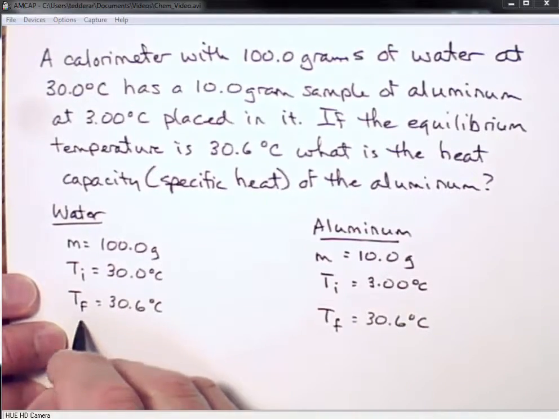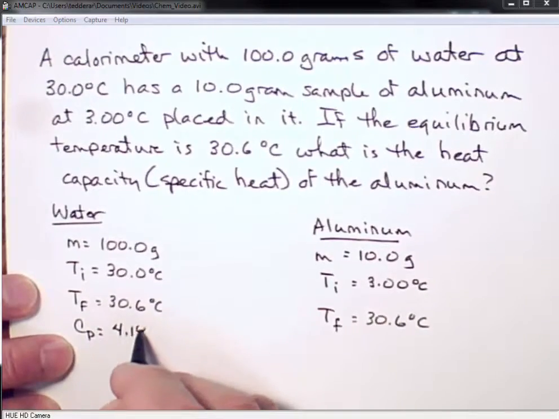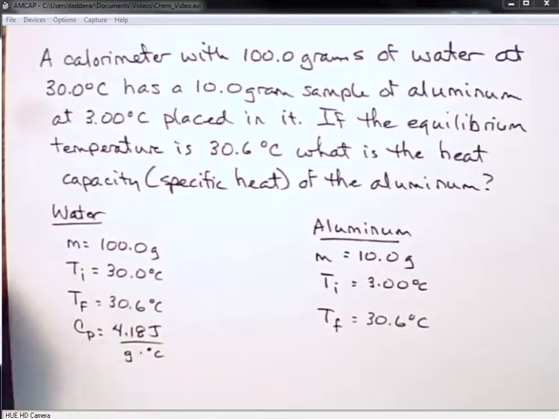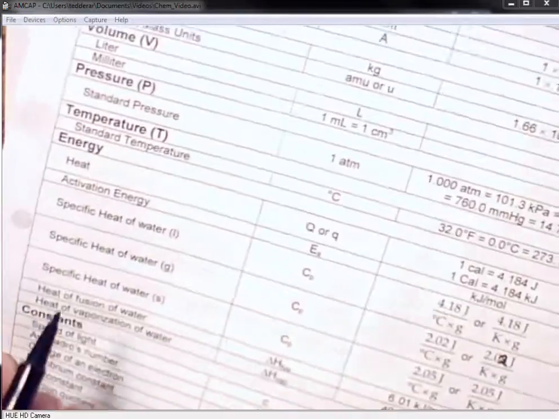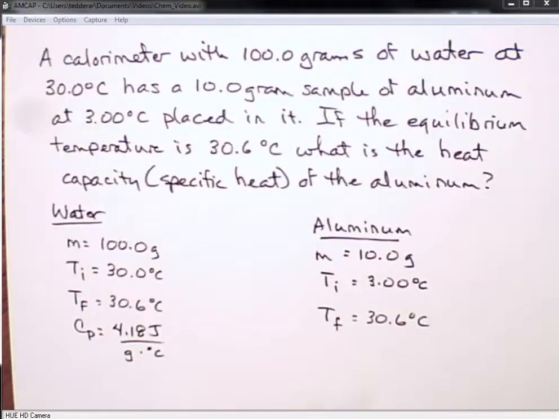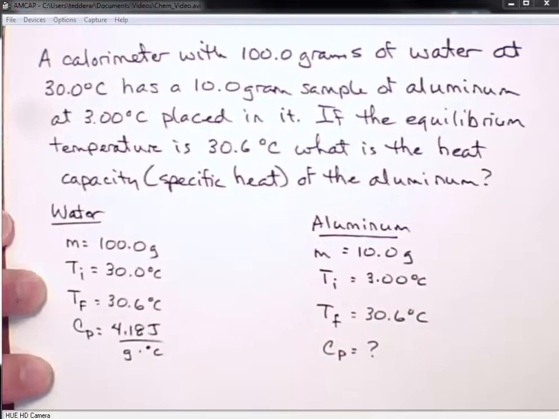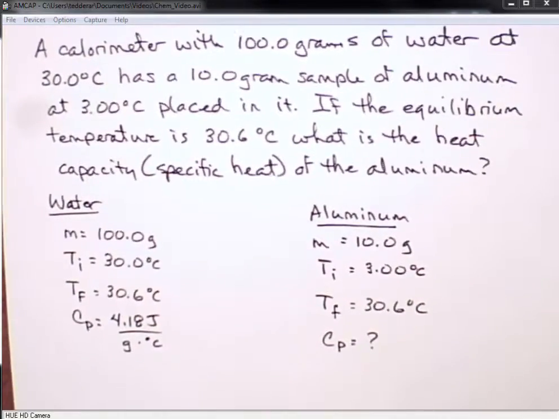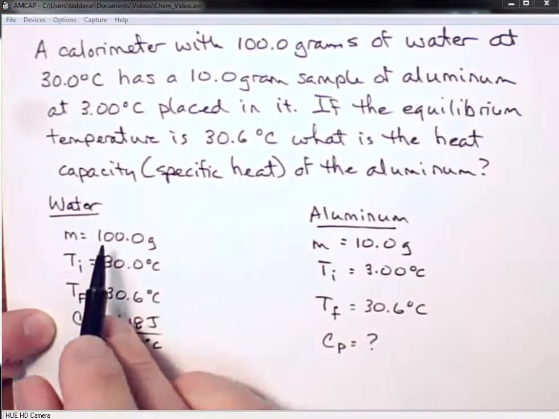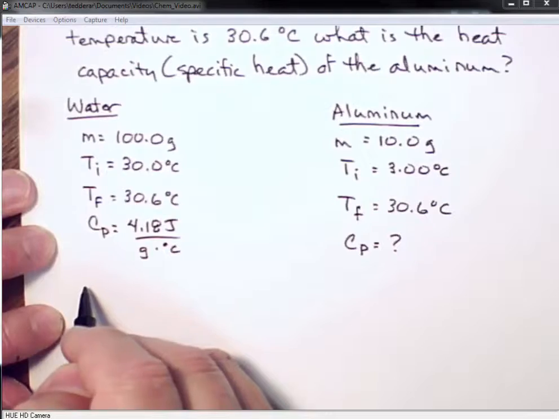Well, what else do we know? We know the specific heat for water. Liquid water specific heat is 4.18 joules per gram per degree C, and it's on your test references. What we don't know is the specific heat for the aluminum, but that's what we're trying to find, so I'll put a question mark there. Since we know all these values for water, let's find the Q for water first, just to make it easier on ourselves.